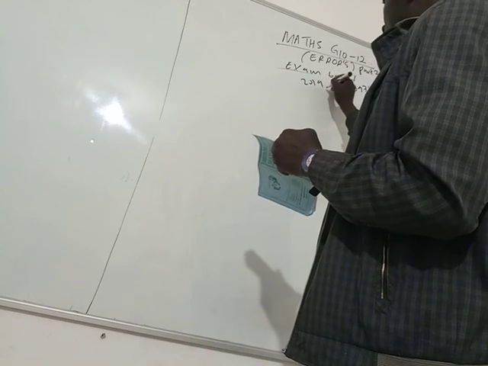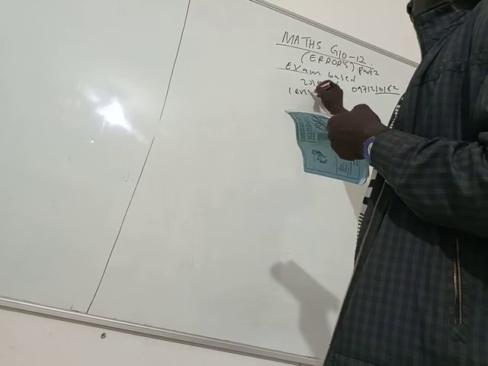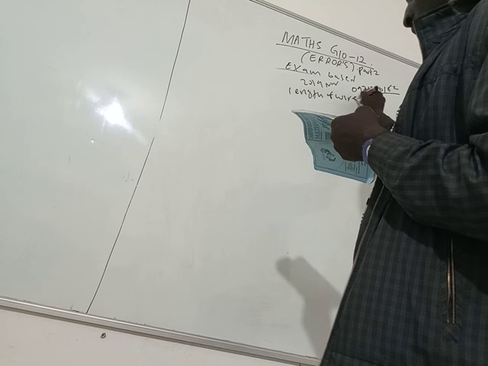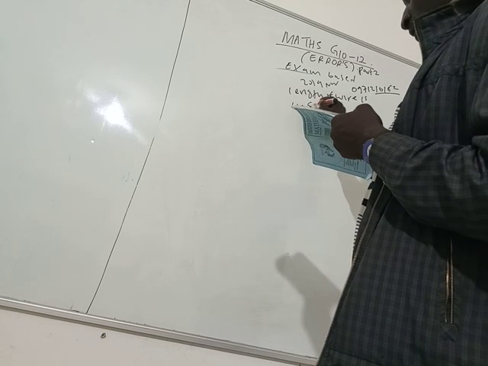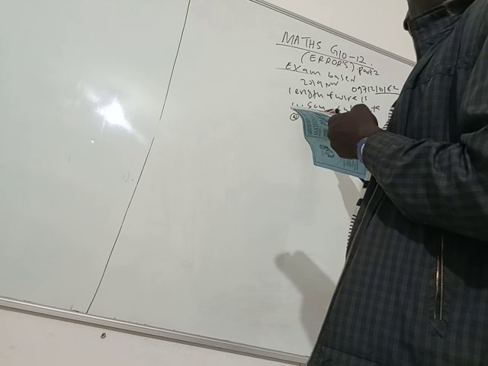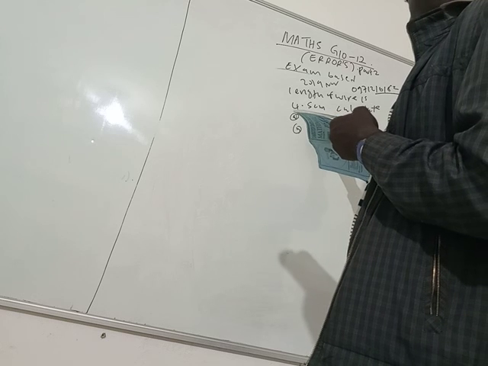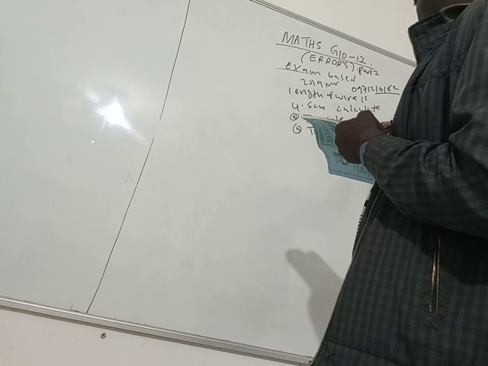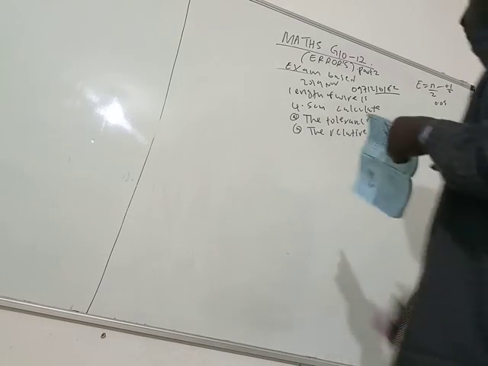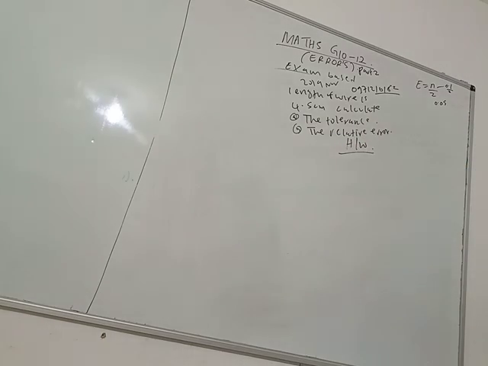So 2019 November, they said the length of wire is 4.5 centimeters. Calculate A, the tolerance, B, the relative error. So remember, this is your homework. Pause the video and compare your answers with the way they are going to be.